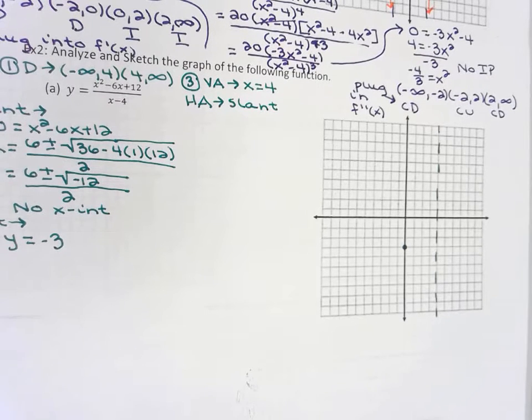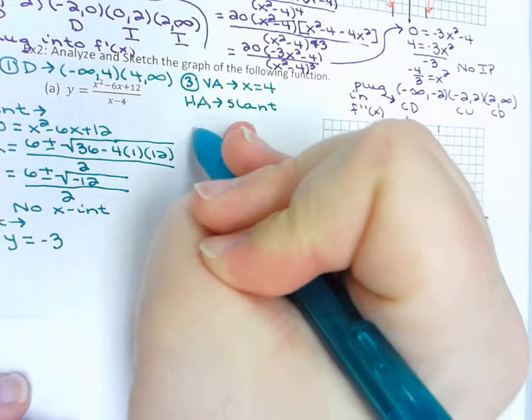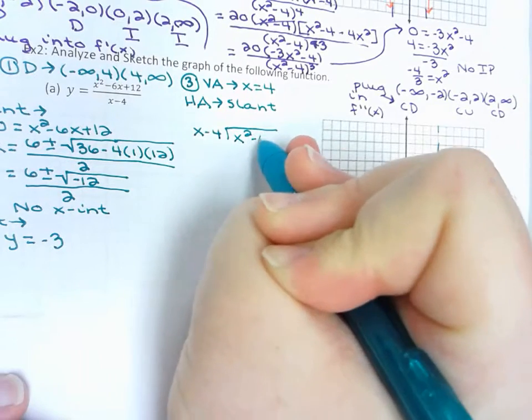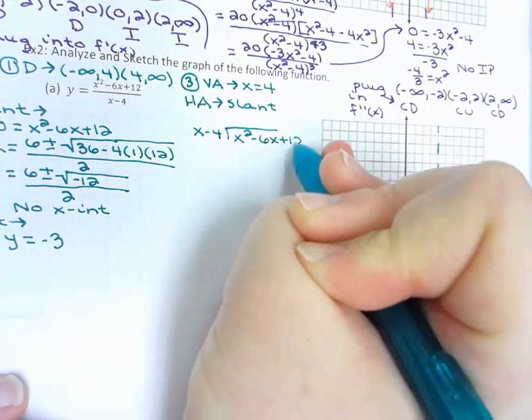How we check for a slant asymptote, I will be impressed if anybody remembers. You do long division, and your non-remainder is what your slant asymptote is. You'll be fine. Okay, long division.